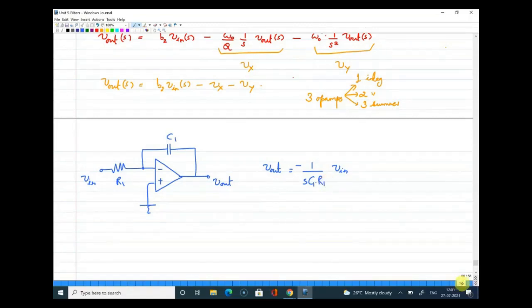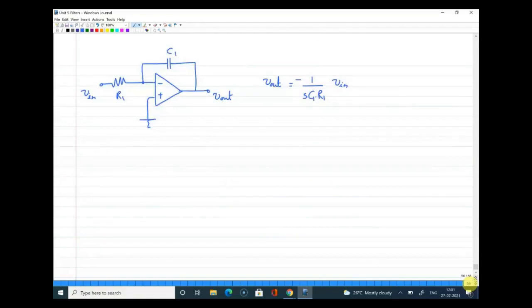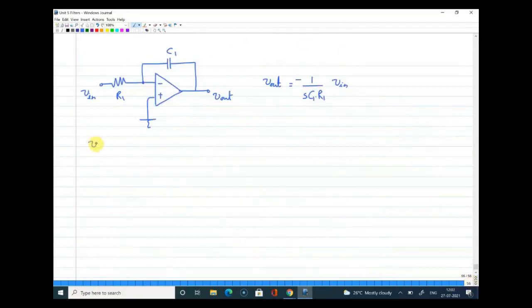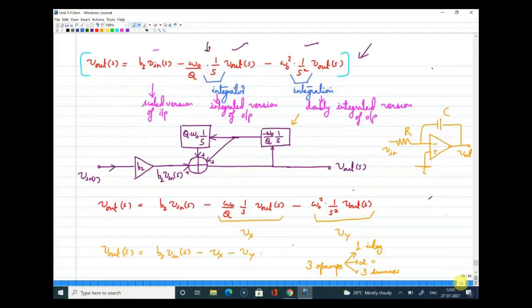So what I will do next is see how I can implement Vx. So what is Vx here? From the previous expression, I will rewrite that Vx here. Vx is equal to minus omega naught by Q into 1 by S into V out of S, right? So Vx is minus omega naught by Q into 1 by S into V out of S.